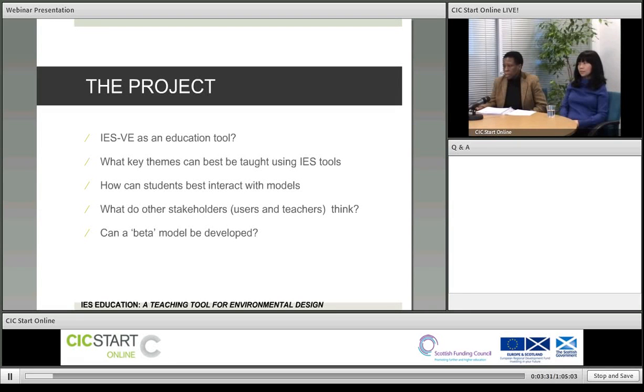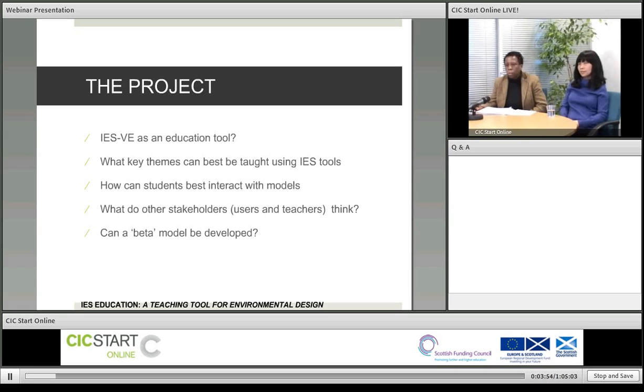Right, so what we thought was, as I said, could we strip down IES? The original idea was to strip down IES and come up with IES Education, a teaching tool. We did find that within our limited budget and timescale, that was far too ambitious. So it was to do with looking at what the factors were, what bits of IES we could use to develop a future teaching tool.